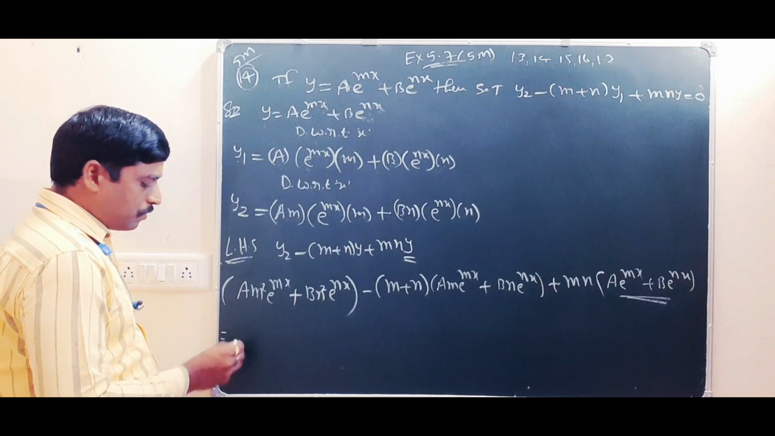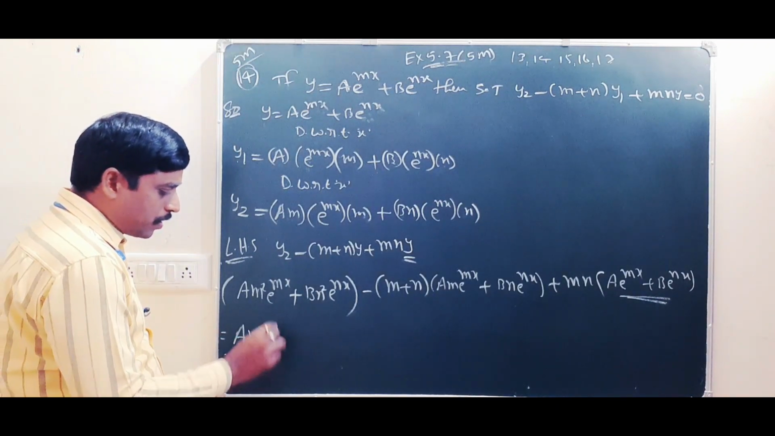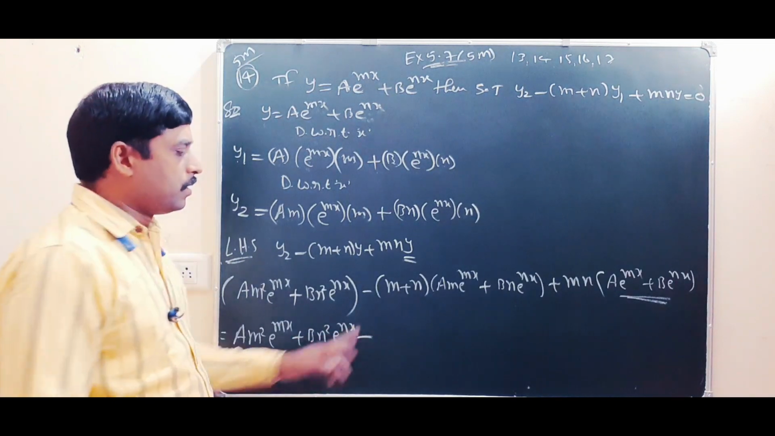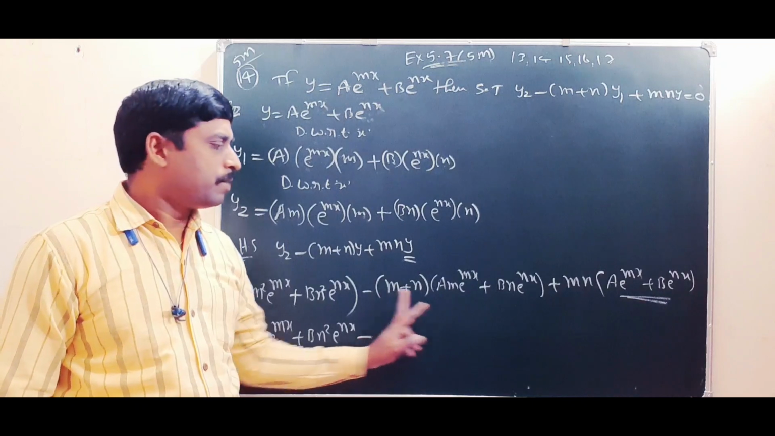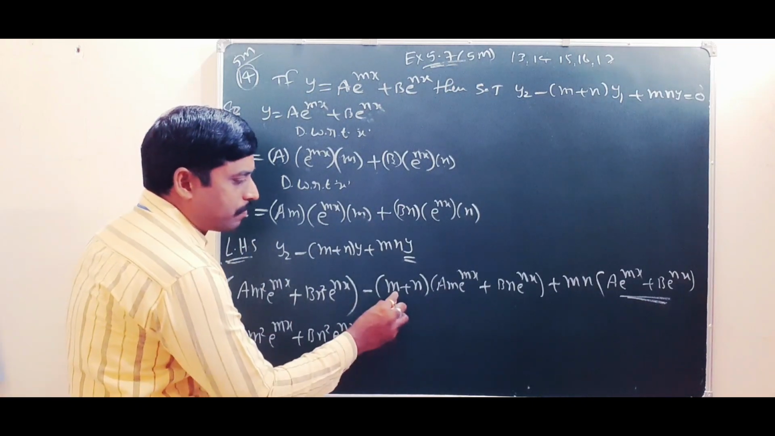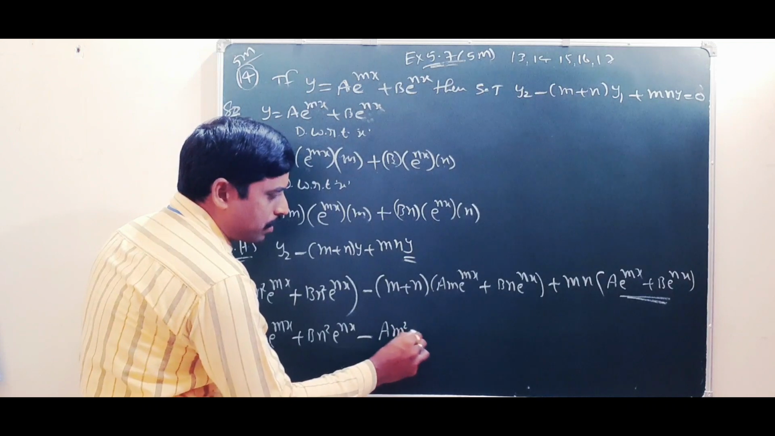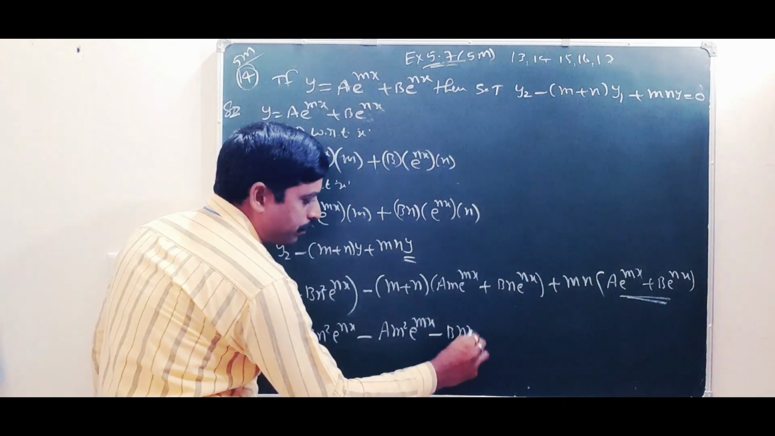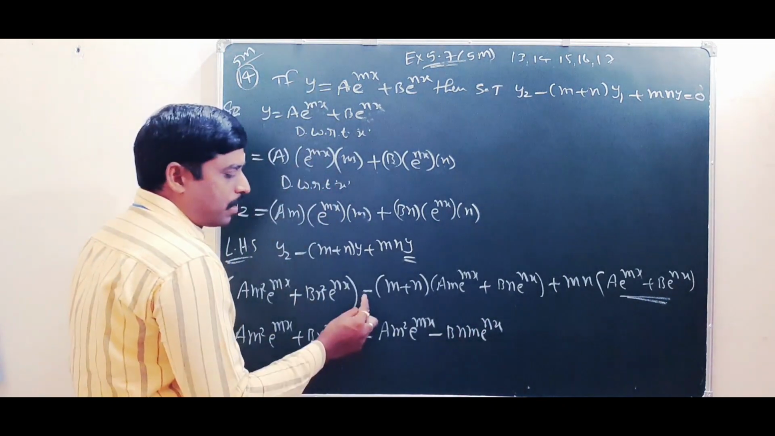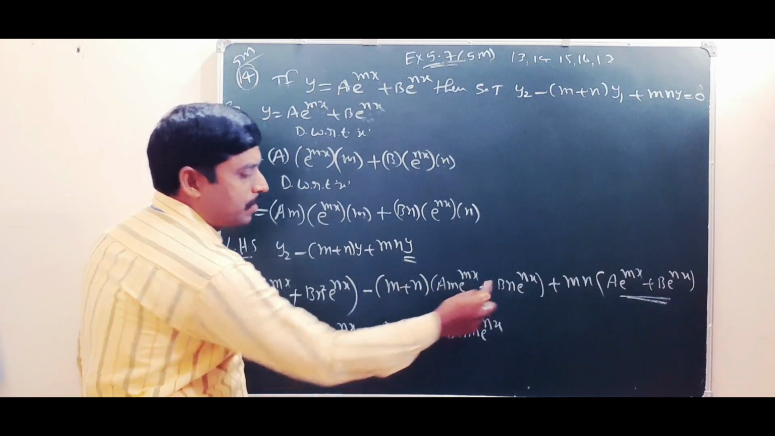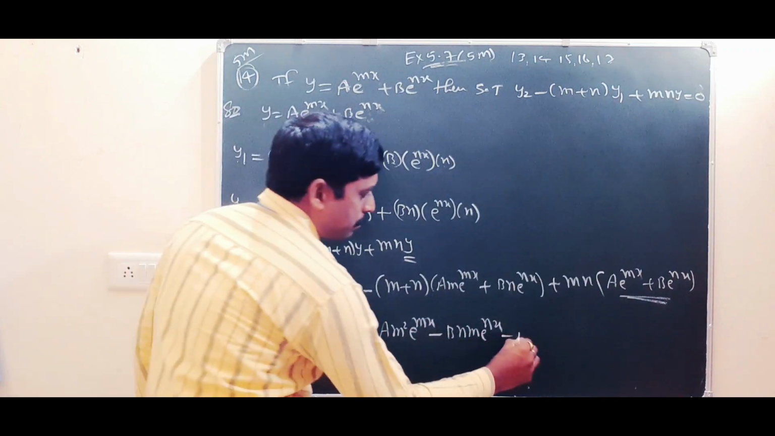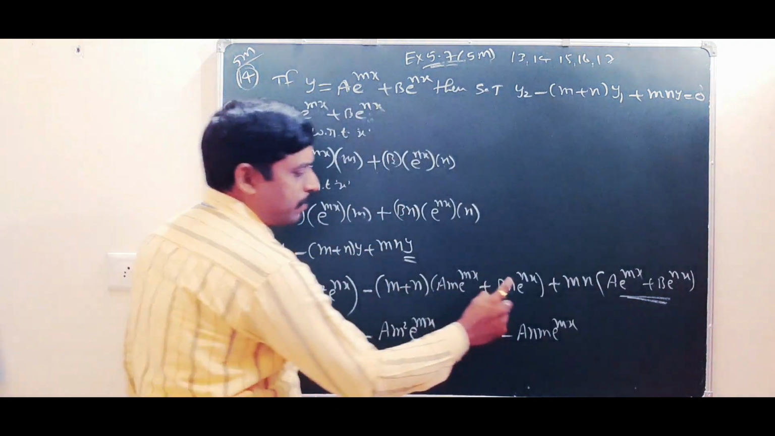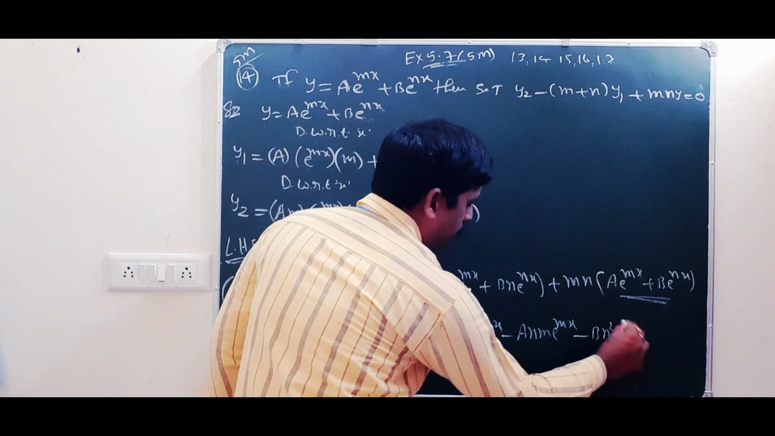Okay, so let us simplify. A m square e to the power mx, b n square e to the power nx, minus (m plus n) multiplied to all. So minus m multiplied with the first term: minus a m square e to the power mx, and minus m multiplied with the second term: minus b n m e to the power nx. Next, minus n multiplied to all: minus n into the first term, minus a n m e to the power mx, and minus n multiplied with the second term, minus b n square e to the power nx.